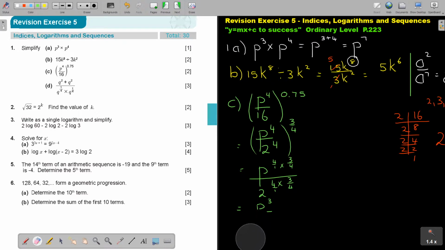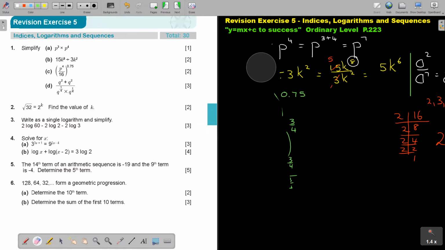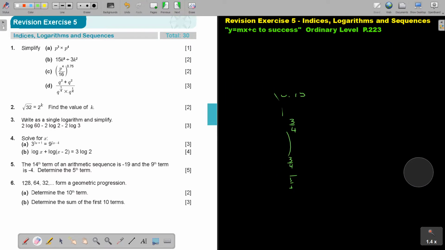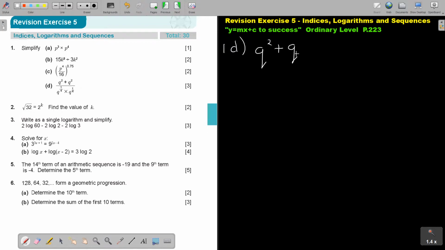I'm just going to make space. So just know your laws, know your rules, and it's not a lot. And then you can do it from there. And then I do number 1D. Okay, now be careful. Just look at your signs. Be careful for this one. There's not a multiply. It's just like terms.